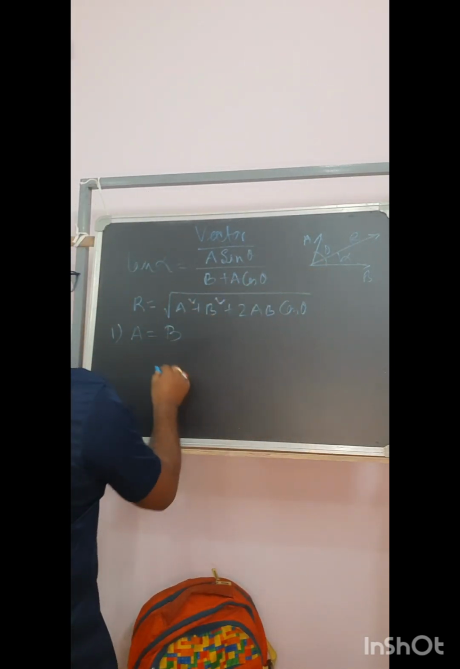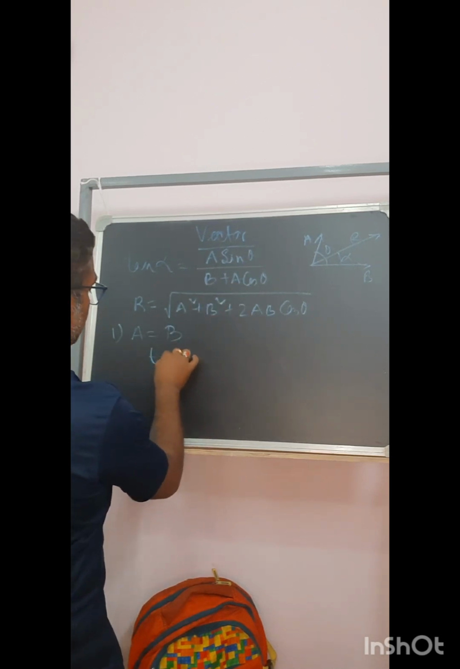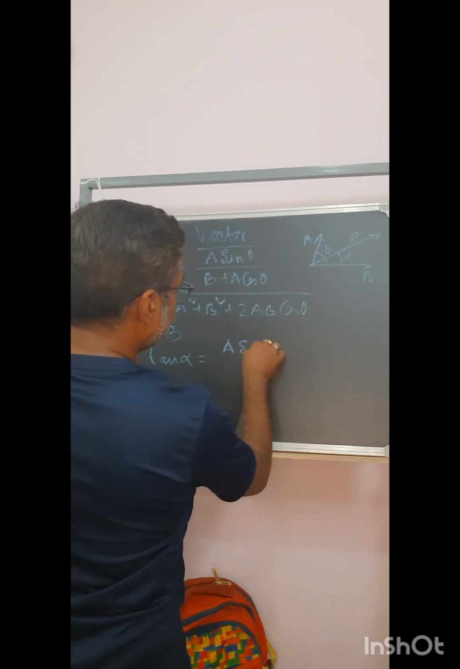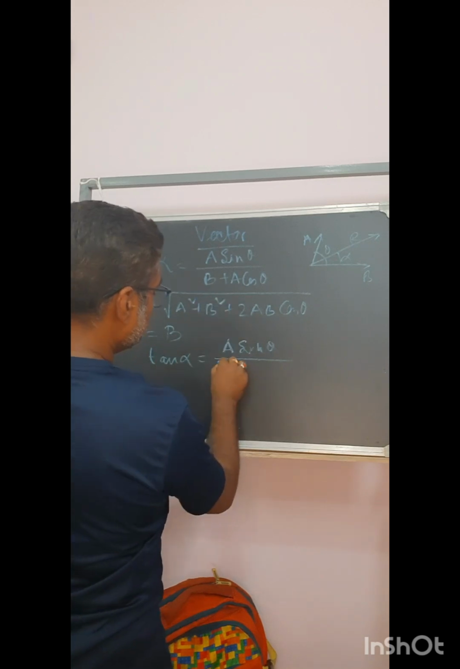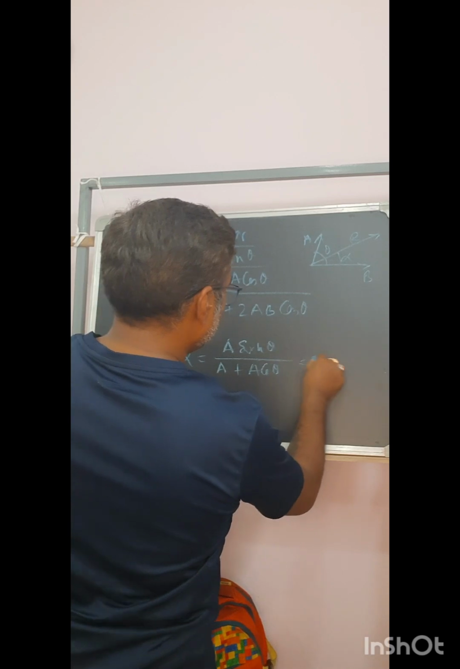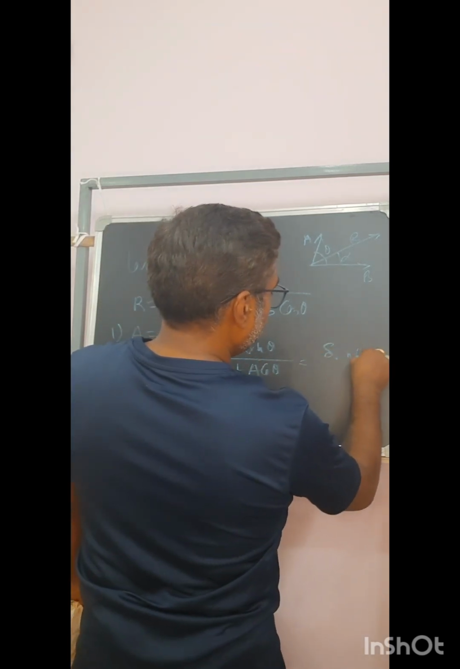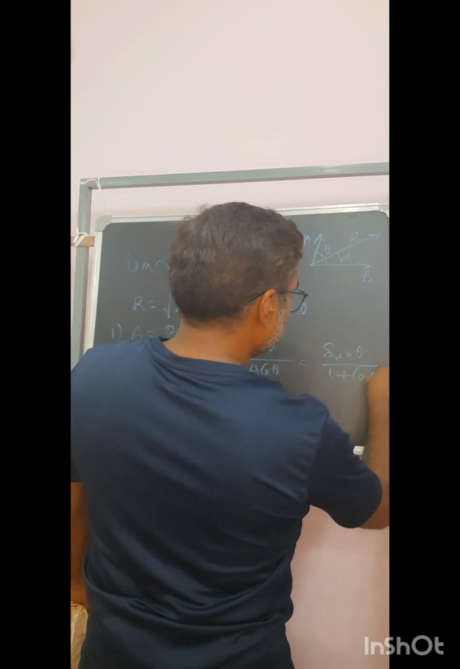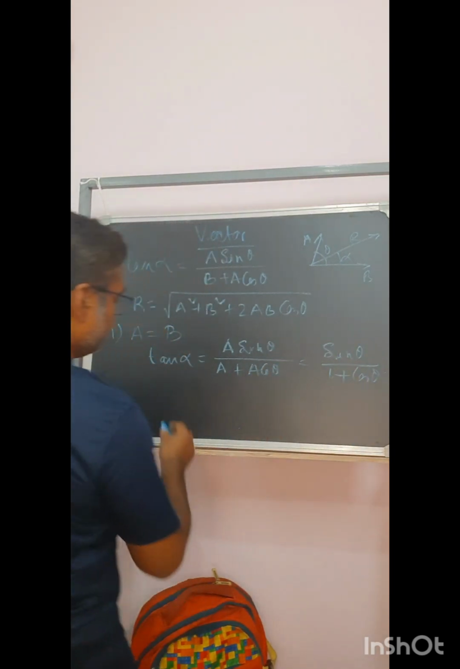That time I didn't do it, but now if I do it, it becomes tan alpha equals a sin theta over a plus a cos theta. First, because a is equal to b, I replace b with a, and then all the a's will cancel out. The numerator will be sin theta, and the denominator will be 1 plus cos theta. Now we can further reduce it.